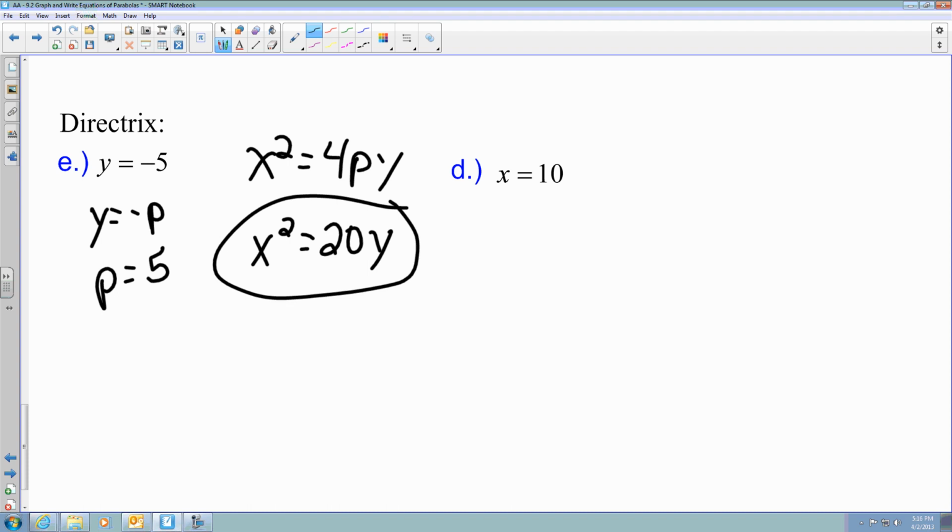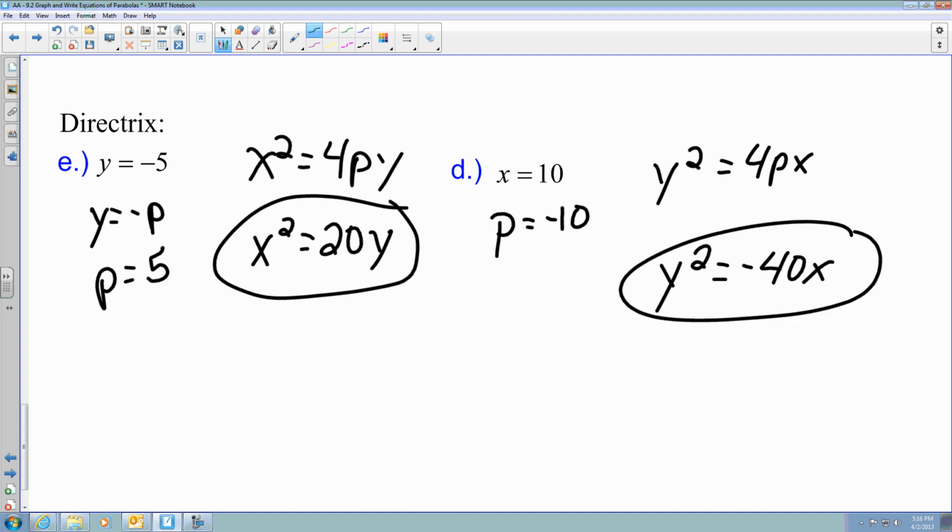Last one, it is x equals 10. So that means that my p here is going to equal -10. And since it's x equals, the equation I'm going to use is y squared equals 4px. Substitute in -10 for p, so my equation is going to be y squared equals -40x.